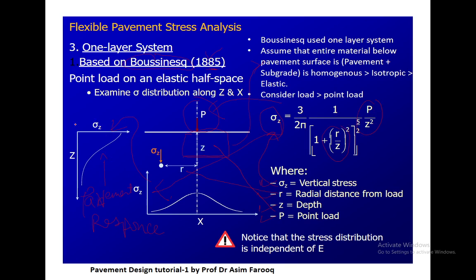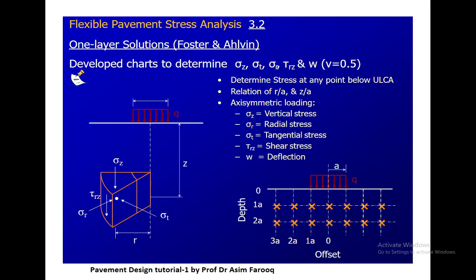According to the one layer system, the point load, the next chart is also because of the modification in 1885. Then Foster and Ahlvin basically improved the same model, and they mentioned that not only vertical stresses, but we can also determine the radial stresses, tangential stresses, shear stresses, as well as deflection.